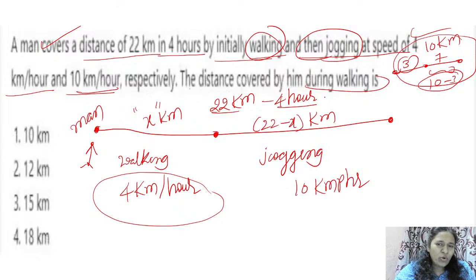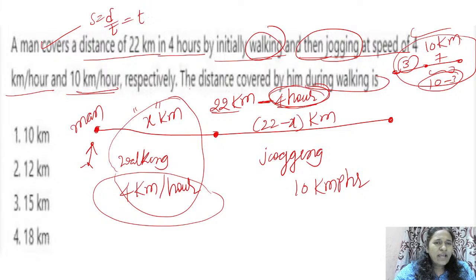Now we know the total time, right? That's why we have to convert distance and speed into time. This time and this time we have to compare to the total time. What is the time formula? Speed is equal to distance by time.